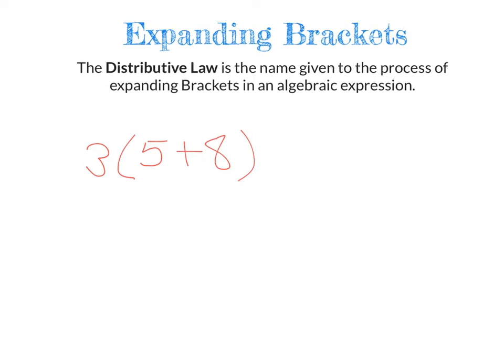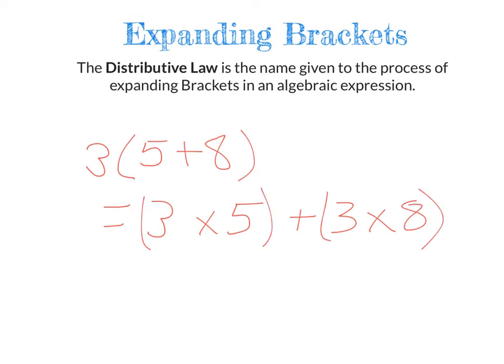So 3 times (5 plus 8) is going to be equal to 3 times 5 plus 3 times 8. Now we could put brackets around those, but we don't really need to, because with order of operations we need to do the multiplication before the addition anyway. And because in algebra a variable or a letter will take the place of some numbers, this law also holds true for algebraic expressions.